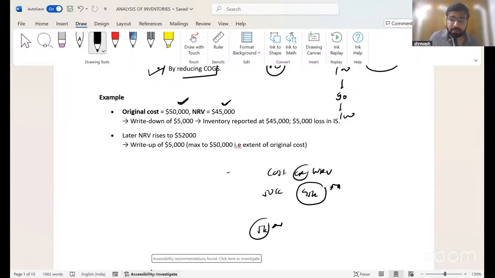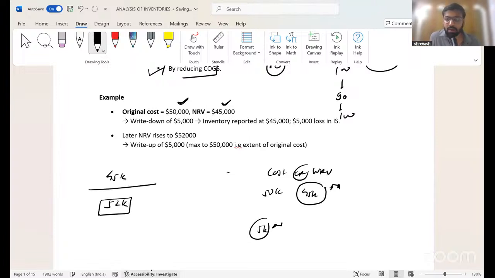Moving forward, sir, what if later the NRV rises? What if NRV goes to 52,000? Sir, currently in the books, the inventory is shown at 45, but the value of the same inventory is 52K. That means can we reverse? Yes, we can. But what is the maximum that I can reverse it to? The original cost, which is 50K. That means the maximum reversal that can happen is 5K and not 7K.